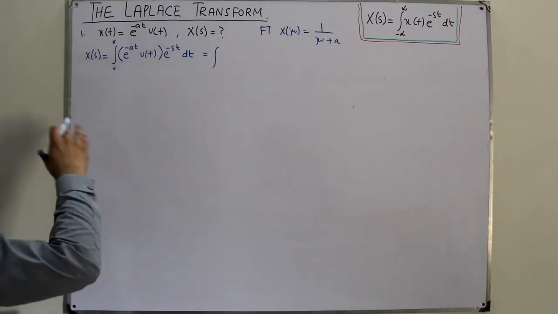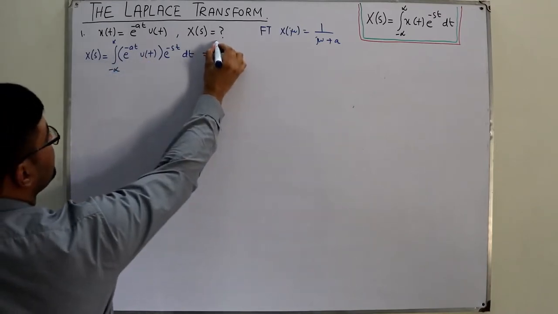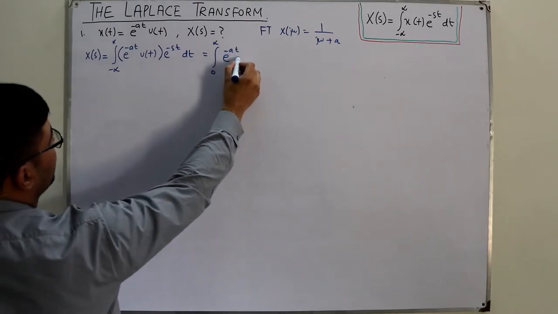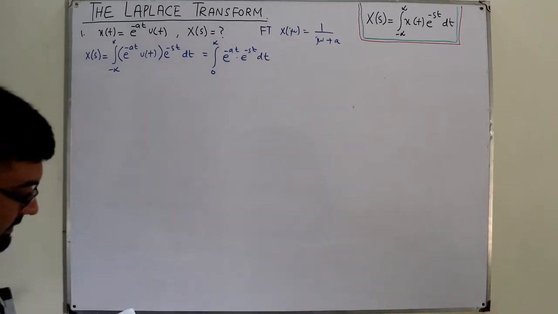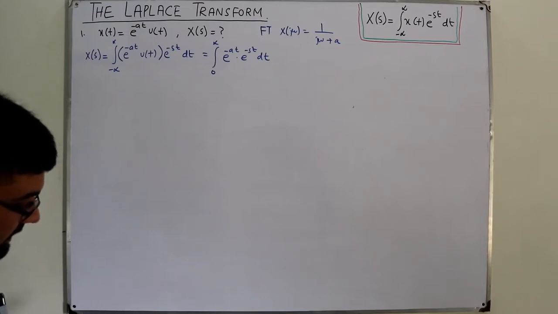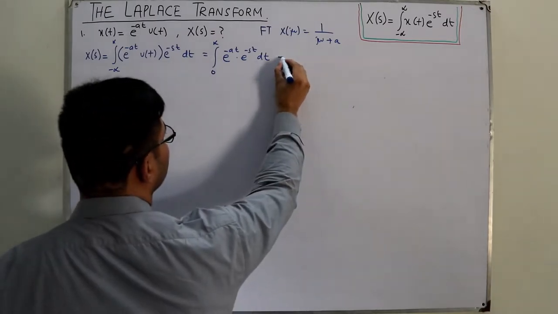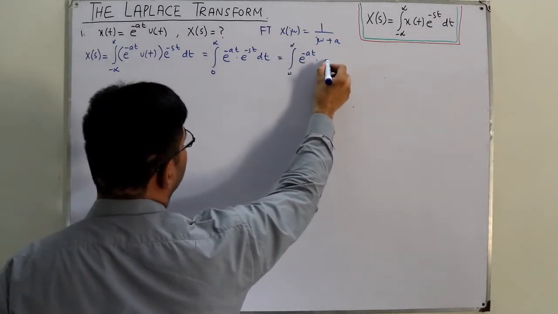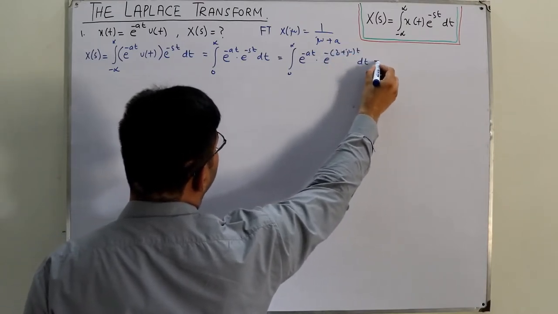Now what happens? u of t would cancel out. Well, this is from negative infinity to positive infinity, so with respect to u of t, now this would come to 0 to infinity. This is 1 in these limits. You have exponential of negative a t, exponential of negative s t, with respect to t. Isn't it like this? Now in place of s, I can write sigma plus j omega, right? So I can write it like this: 0 to infinity exponential of negative a t, exponential of negative (sigma plus j omega) t, with respect to t.